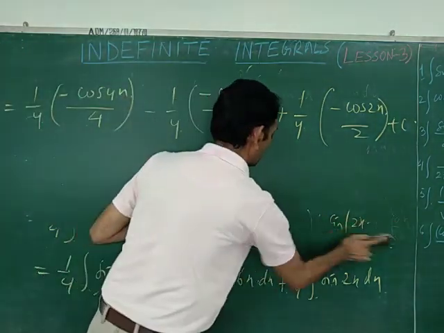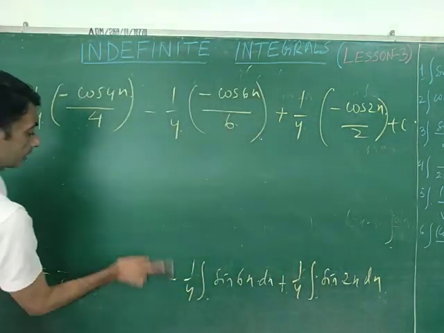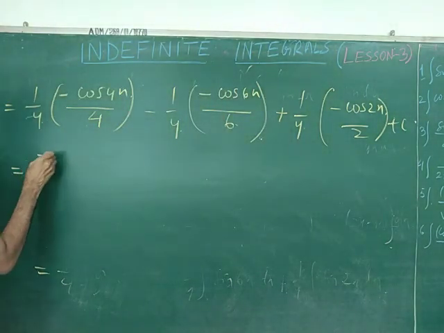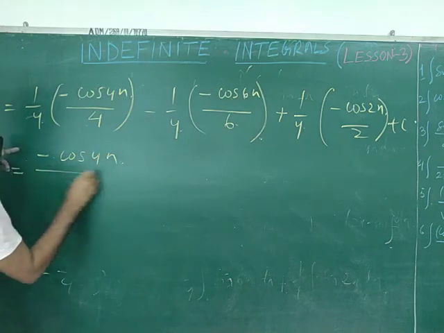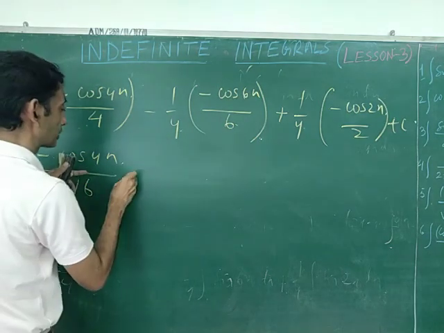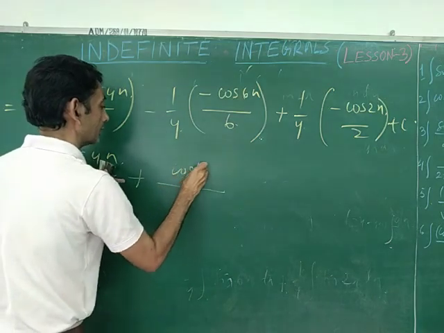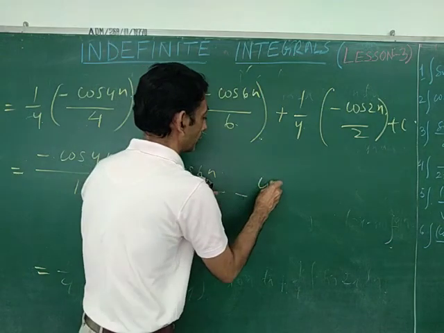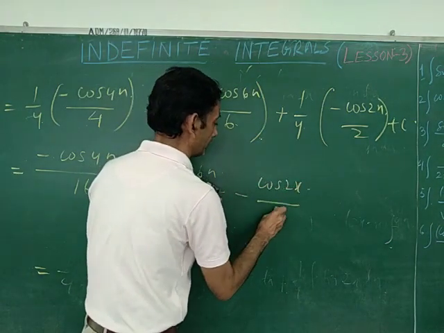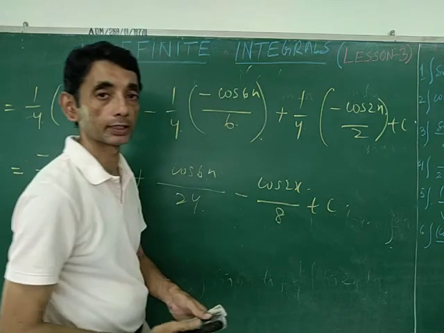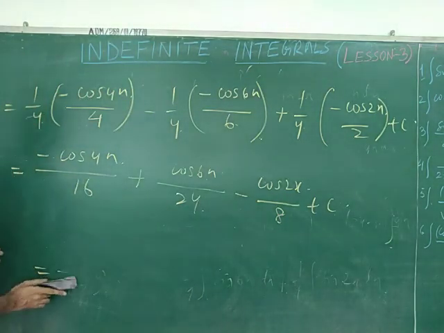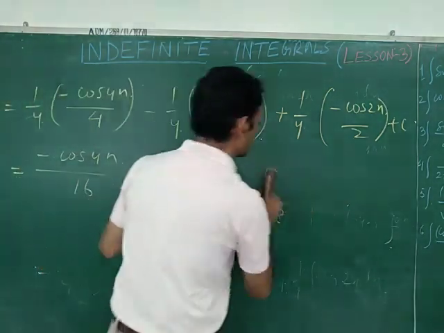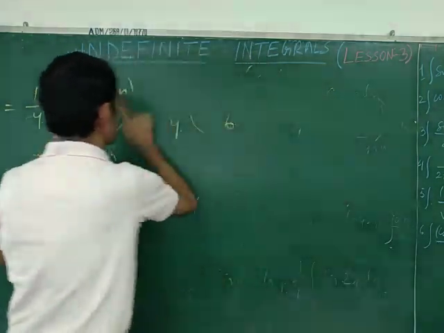So finally, what is the answer? Finally, we get minus cos 4x by 16, plus cos 6x by 24, minus cos 2x by 8, plus c. So this is the final answer for question number 1. Okay, let's move to the next question.